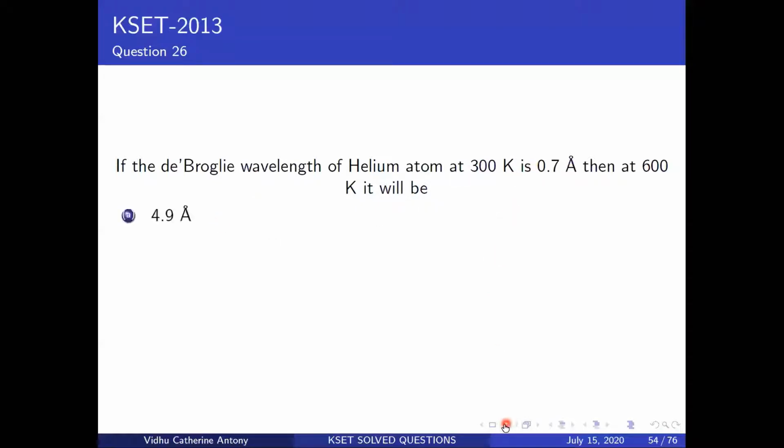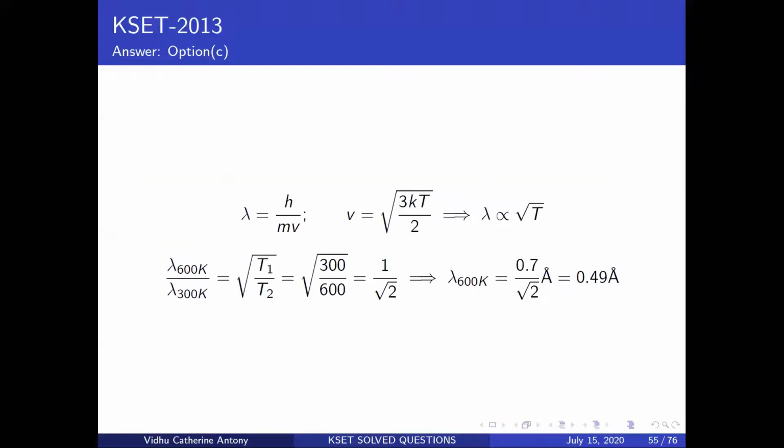Okay, so let's look at the options: 4.9 angstrom, 49 angstrom, 0.49 angstrom, and 0.049 angstrom. So let's calculate this out. Your lambda is equal to h divided by p, right?